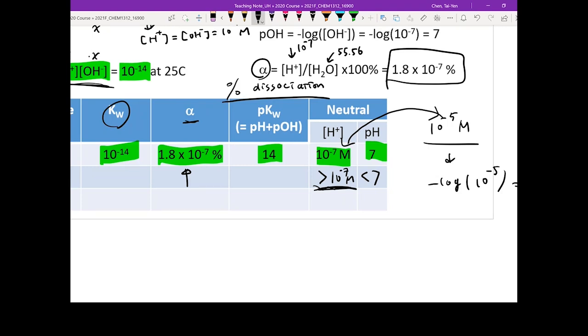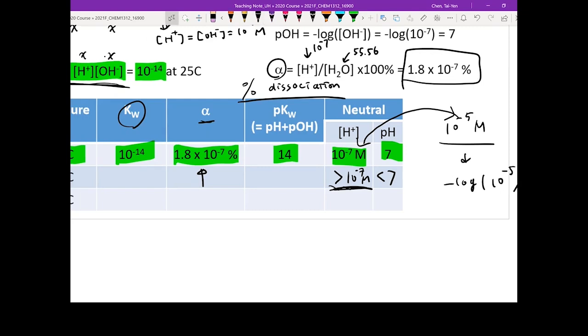So if you go to higher temperature, what happens to your Kw? The proton concentration increases to 10 to the negative 5, right? Your Kw is the square of that. That's 10 to the negative 10. So is that an increase or decrease? Increase, right? How about your pKw? It's going to be smaller than 14. Smaller than 14, right?